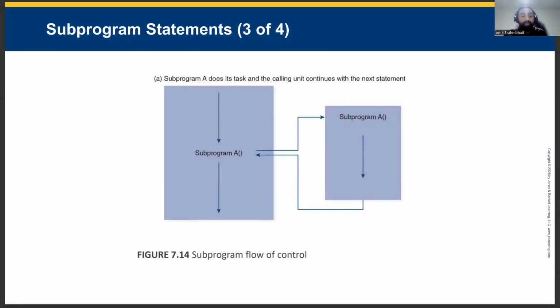Flow of control. Here is a diagram illustrating the flow of control when a subprogram is called. The program pauses the main execution, transfers control to the subprogram, executes its instructions, and then returns to the calling point. The diagram helps you visualize how the program's execution path changes temporarily.